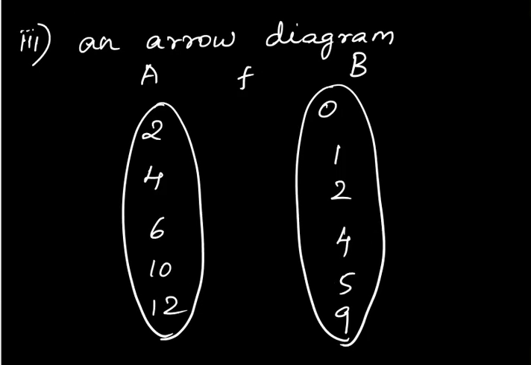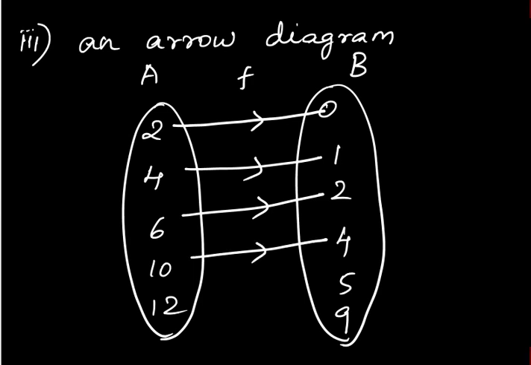So third one is the arrow diagram. Write A and B and write the corresponding values, and then mark. So for 2 the value is 0, for 4 it is 1, for 6 it's 2, for 10 it's 4, for 12 it's 5, and 9 will not be mapped to any number from A. For ordered pairs and the table, you don't have to write the value 9, but for the arrow diagram you have to write all the values of B.